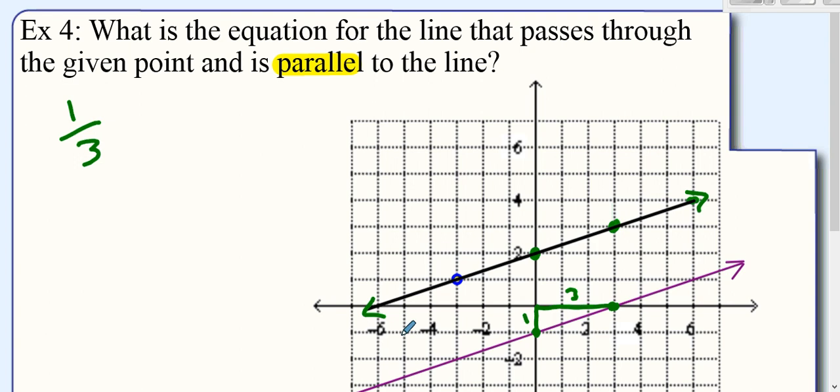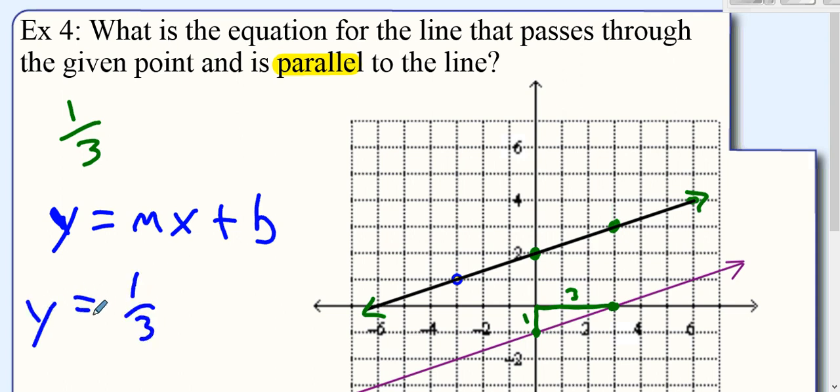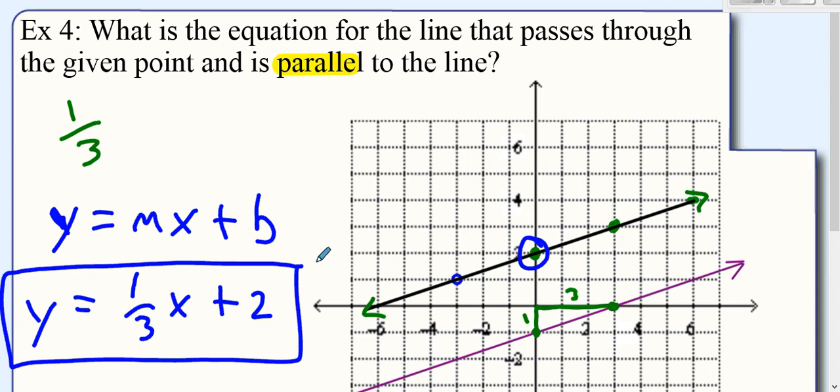Now, that wasn't what the question said, though. It didn't say just draw the line. It said write the equation. But since we drew it out, we can write this equation pretty easily because we know it's going to be y = mx + b. We know the slope is m, which is going to be 1/3. And we know that b is the y-intercept. So if you look at where we graph that line, the y-intercept is right there at 2. There's your equation.